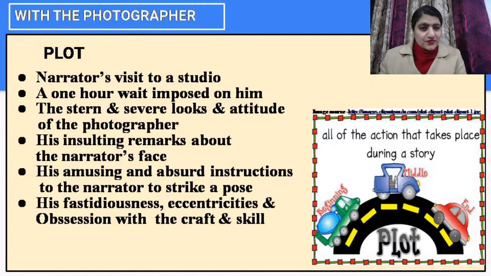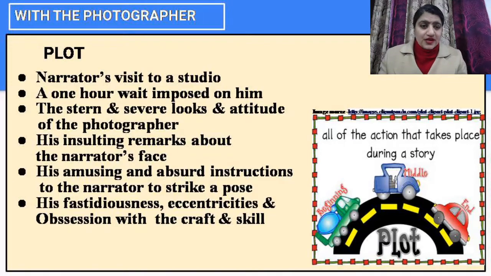His amusing and absurd instructions to the narrator to strike a pose for the photograph, his hard-to-please nature, his strange, unusual behavior, and his obsession and attachment with his craft and skill, where he just wants the best picture to be taken, and he hardly bothers about the needs and wishes of his client who has come to him to seek his help in getting a picture made.